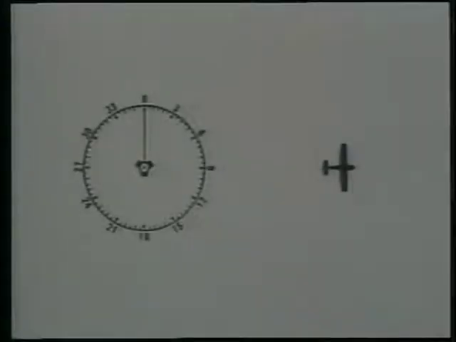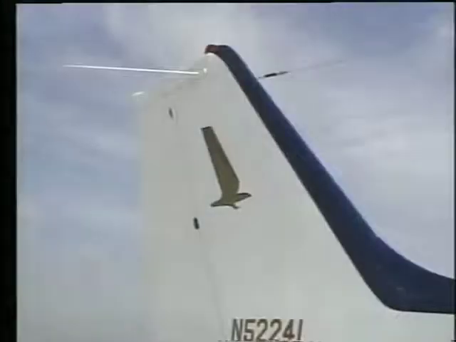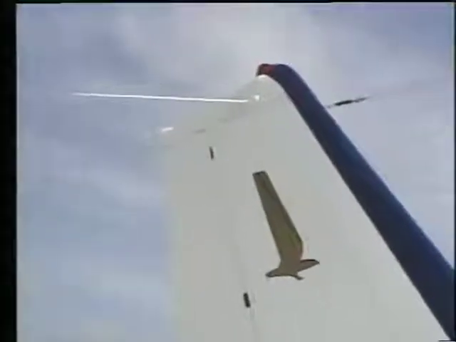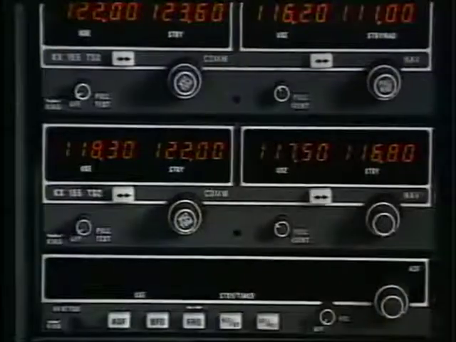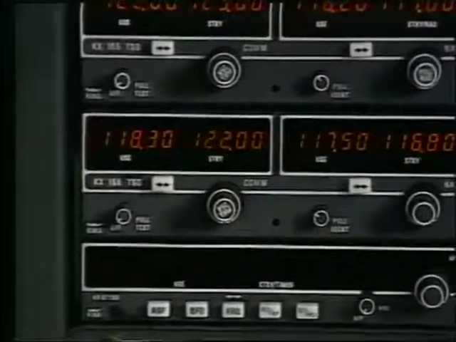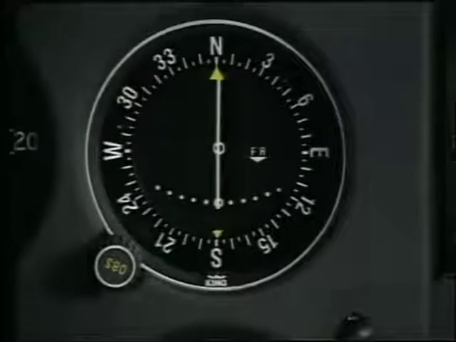Your position in relation to the VOR is usually expressed in terms of the radial on which you're located. Here, for example, the airplane is on the 090-degree radial. To receive the signals transmitted by a VOR station, you need certain airborne equipment. The antenna picks up the signal and relays it to the VOR receiver. Here it is interpreted and then sent to the VOR indicator, where the signal is displayed as navigation information.